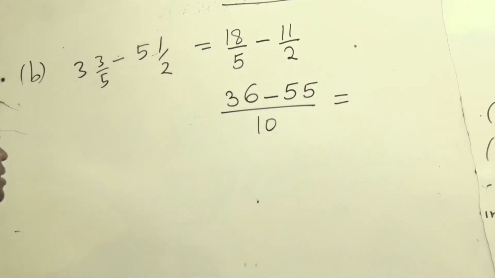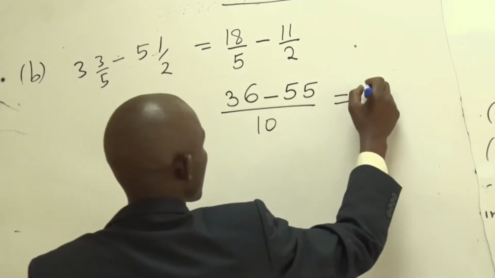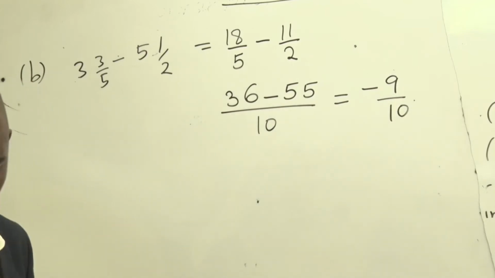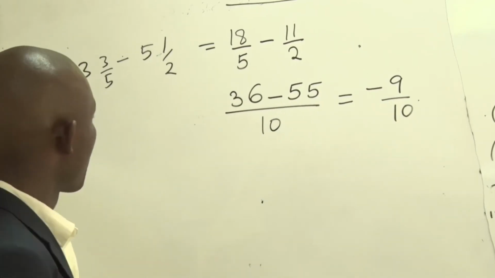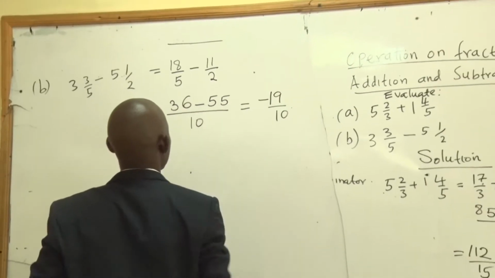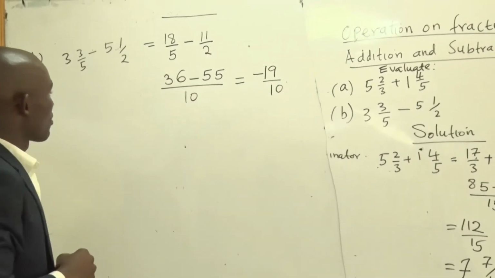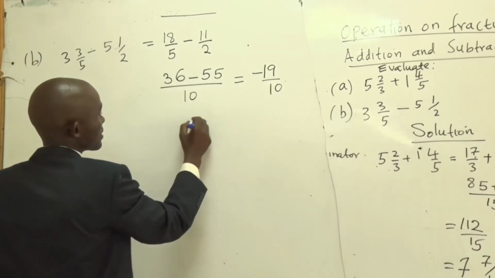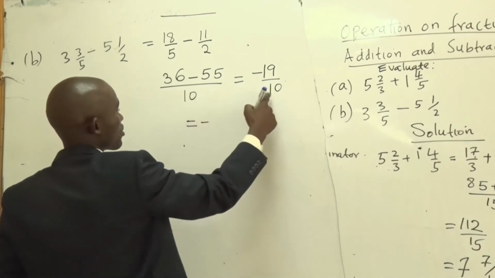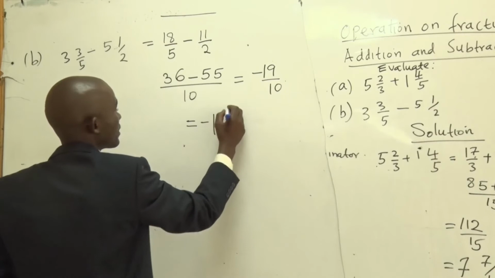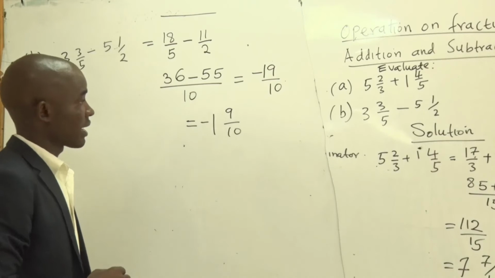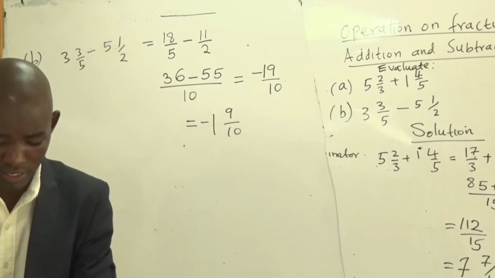If you subtract that, you get minus 19 over 10. So the answer in that case becomes minus 19 all over 10. This is the same as minus 1 and 9 over 10, because 10 goes into 19 once, with remainder 9 all over 10. So that will be the answer to this particular case. We will now take the next question.